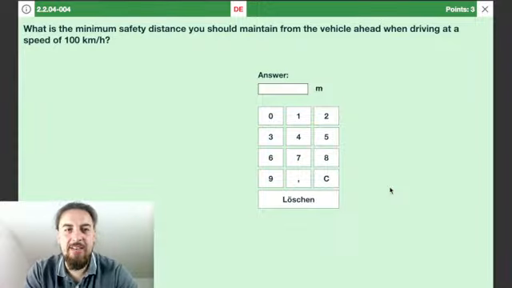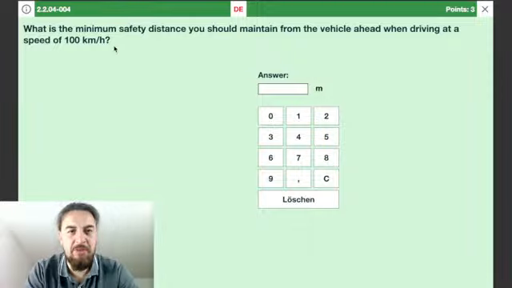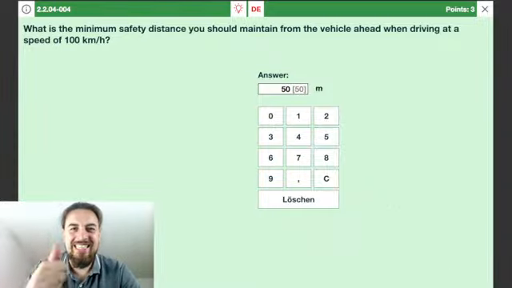So that means that if we are driving right now at 100 kilometers per hour, half of it is 50, so we have to have 50 meters to the next car, or longer, to have the correct safety distance. So let's apply it. 50, here we go, solve it, and yes, that's correct.